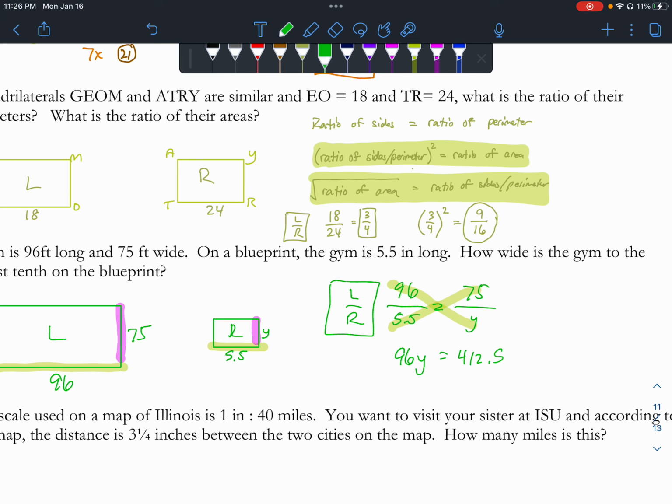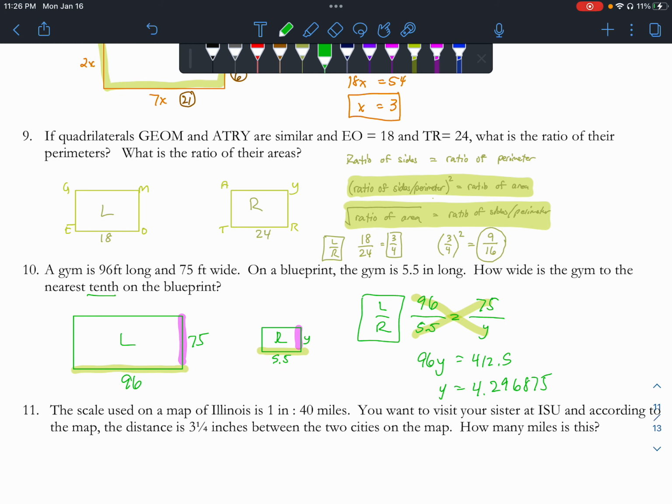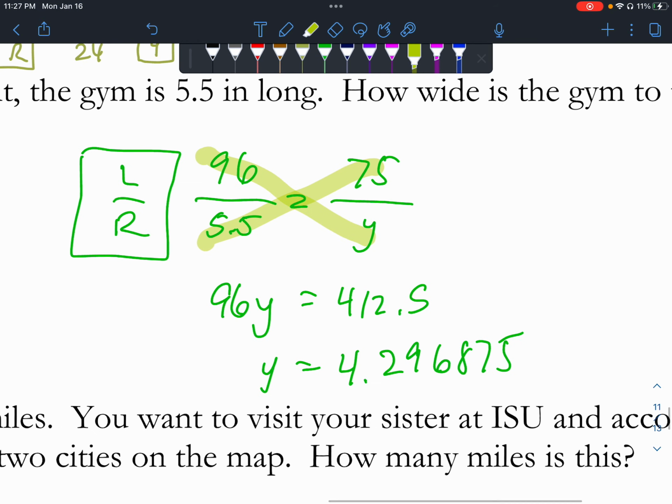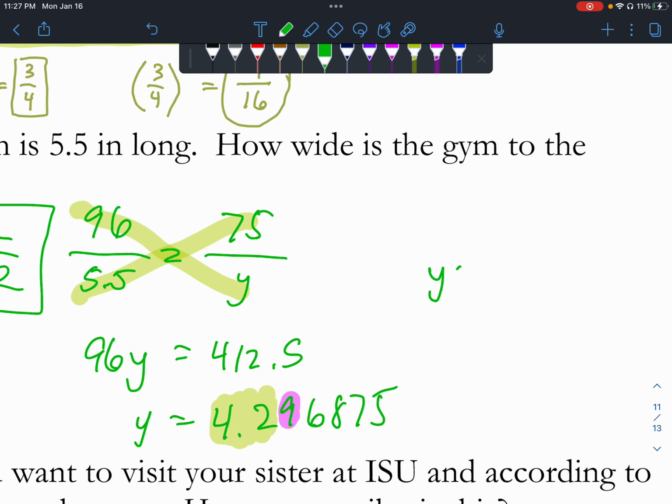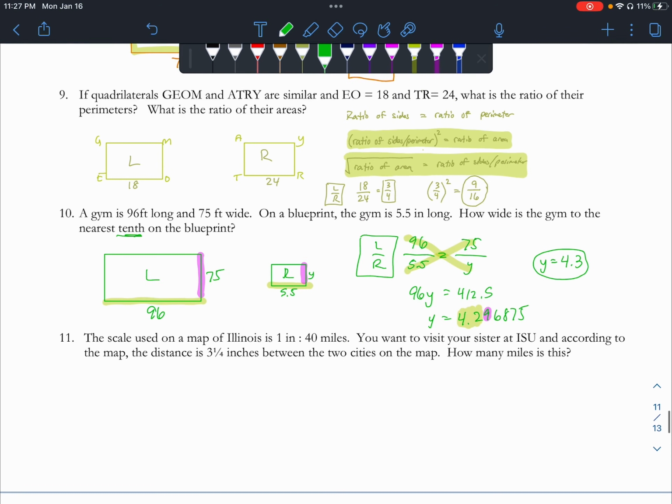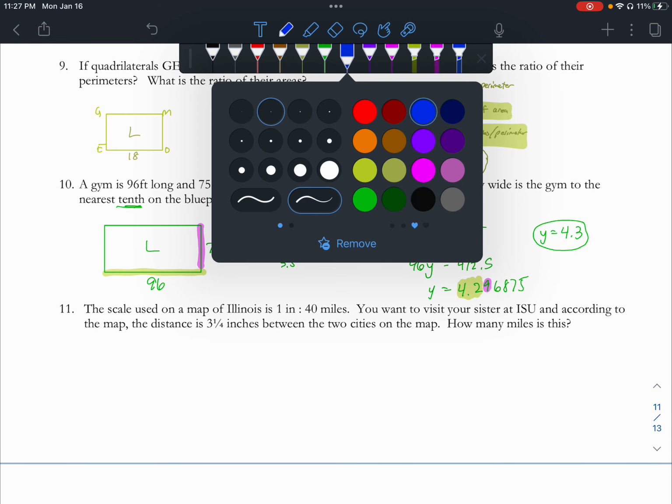Divide that by 96 is not a nice number. I end up with 4.296875. It does say to the nearest tenth. So again, what that means is we take the first two digits, and then depending on what that next digit is, if that is a 5 or above, we round it up. That definitely looks like it. So I think the value we are looking for is actually going to be 4.3 inches for that one.